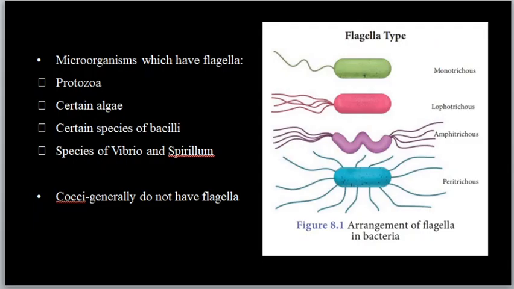Ayan, so, microorganisms which have flagella, example natin, you have the protozoa, pwede ring certain algae. You also have certain species of bacilli, and species of Vibrio and Spirillum. Okay? So when you say Vibrio class, ito siya yung type ng bacteria. Ang shape niya is parang curve rod or comma. Parang comma yung shape niya. C-O-M-M-A. Okay? Para siyang comma.